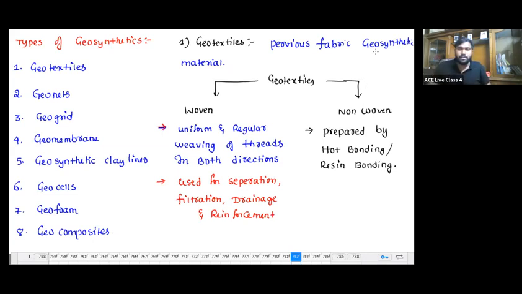And if you see the non-woven, you cannot see the visible pattern between the threads. When you don't see the visible pattern between the threads, this one cannot be used for filtration or drainage, because for filtration and drainage it should be pervious. Compared to woven, non-woven is less permeable. So this is suitable for separation only.